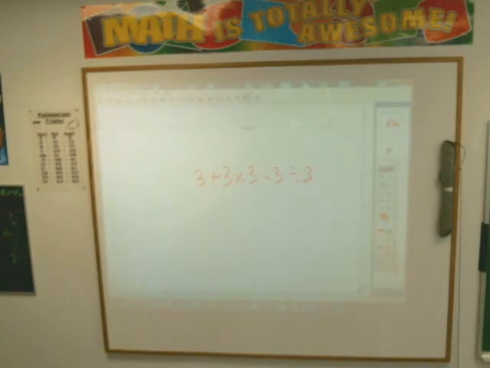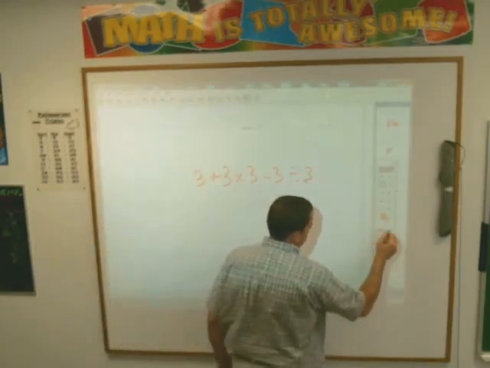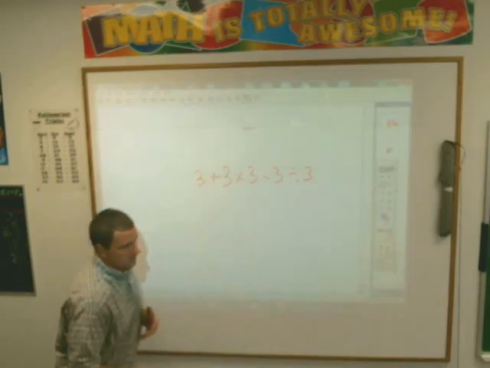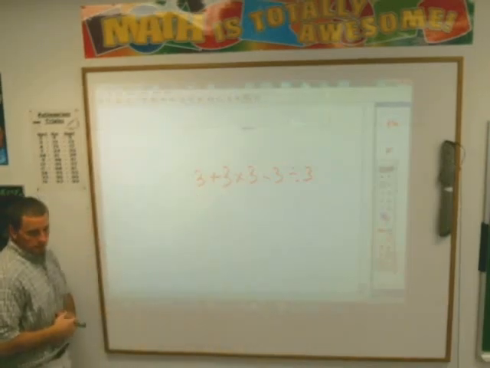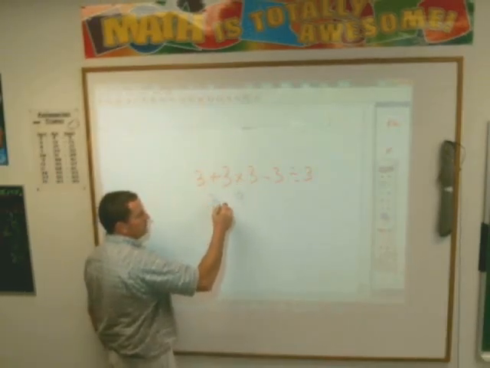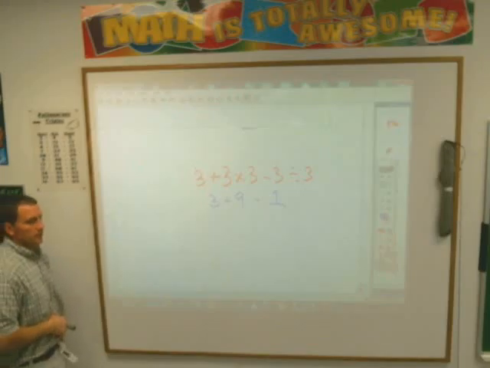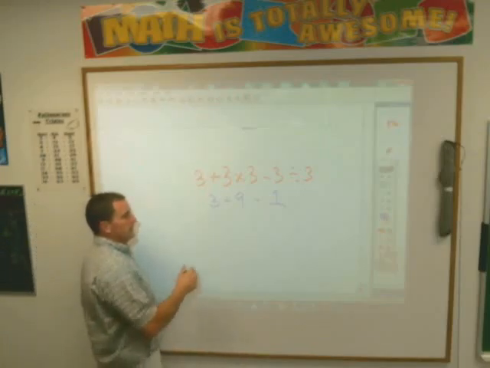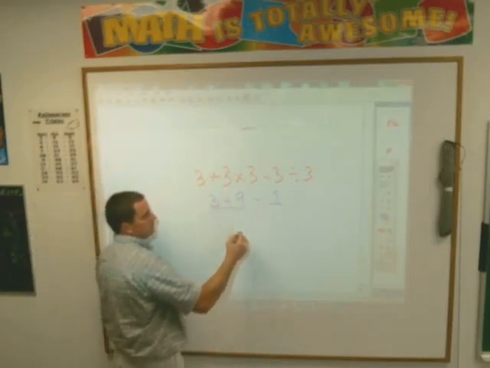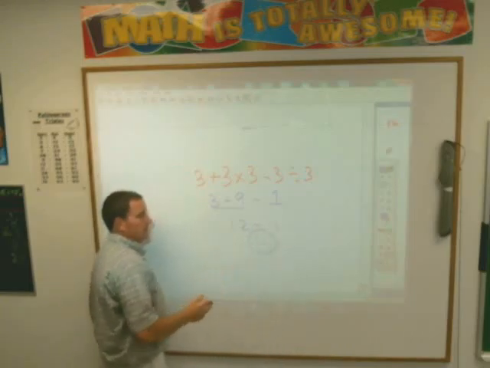First thing is parentheses. Are there any? Negative. Any exponents? No. Then you go to multiplication, division. What's the first thing you should do? 3 times 3, which is 9. So I have 3 plus 9 minus 3 divided by 3, which is 1. Okay. Then I have to go to addition, subtraction from left to right. 3 plus 9 is 12, and 12 minus 1 is 11.